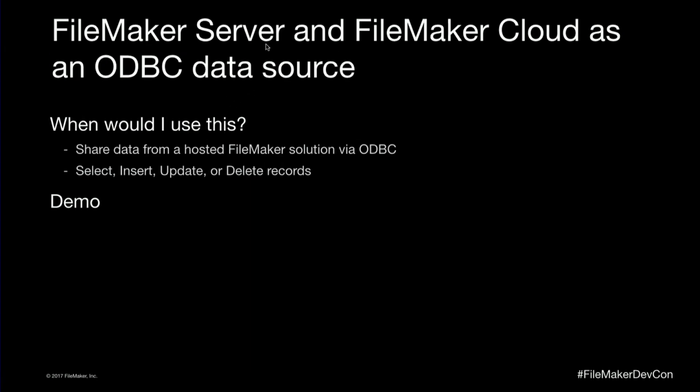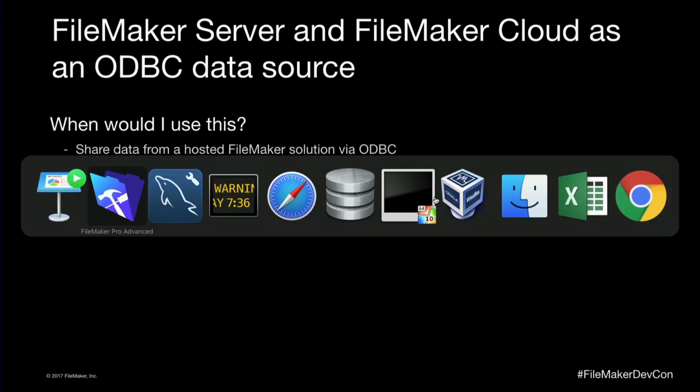So let's talk briefly about using FileMaker Server or FileMaker Cloud as an ODBC data source. If you have non-FileMaker developers that want to get access to your FileMaker database, you've got options with the XML API, the new Data API, the REST-based API. You've also got the ODBC API, which has been around for a long time, and it's an option for other programming languages to connect to your database. You can use it for desktop applications like Excel or charting tools, things like that. So let's look at a quick example of how that works.